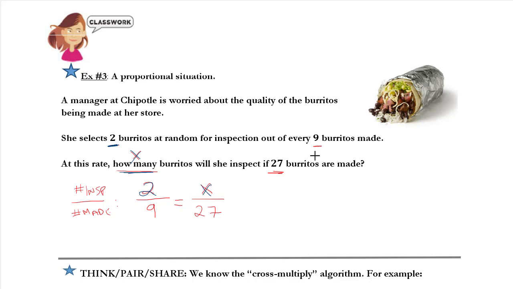Over here, we're saying out of every 9 burritos made, and 27 burritos are made, so this is the number of burritos being made. It's always in the denominator in these fractions. So this all works out. We're matching the units in the numerator and the denominator when we make this proportion. Okay, so we can solve for x by cross-multiplying.